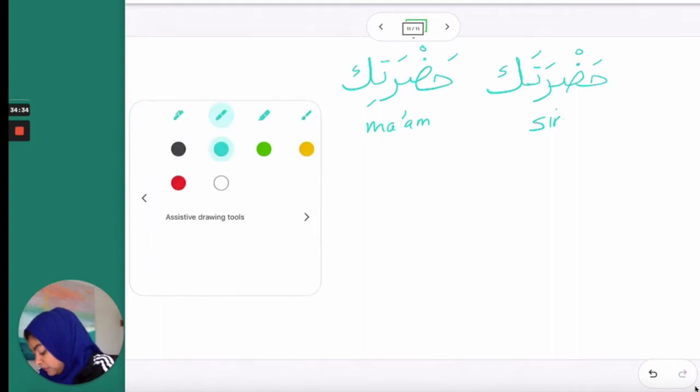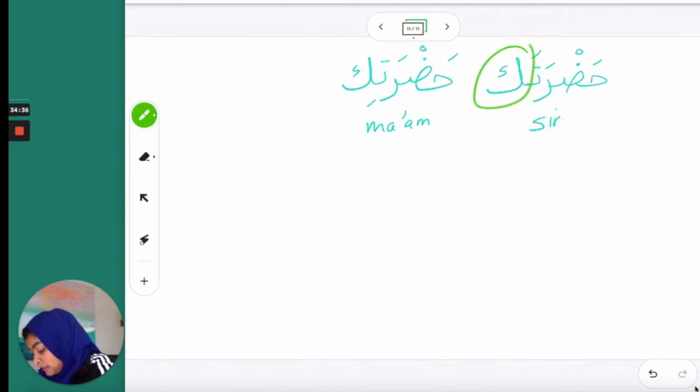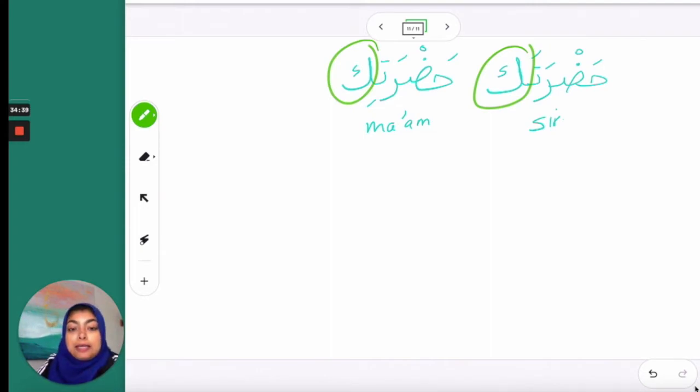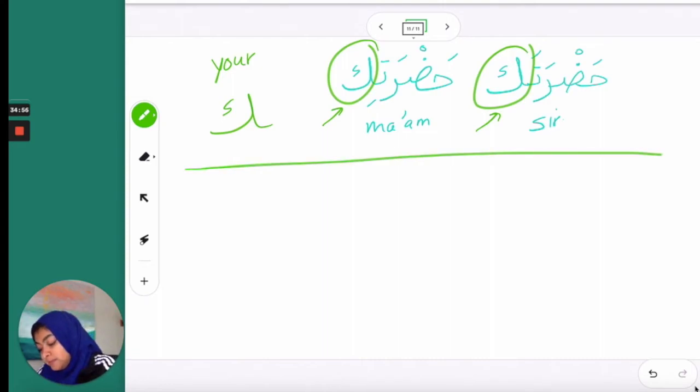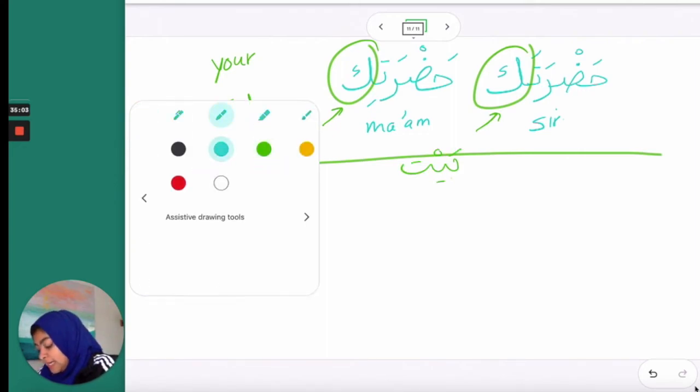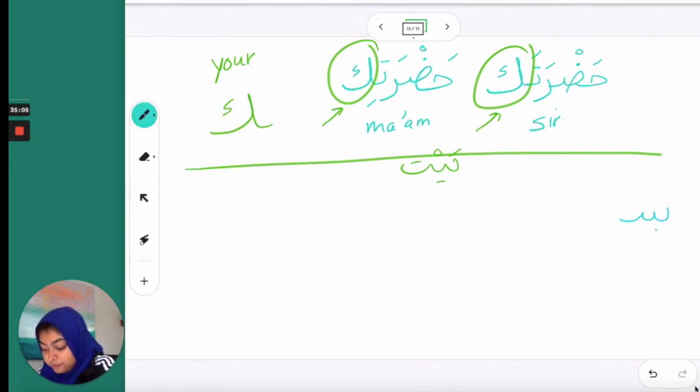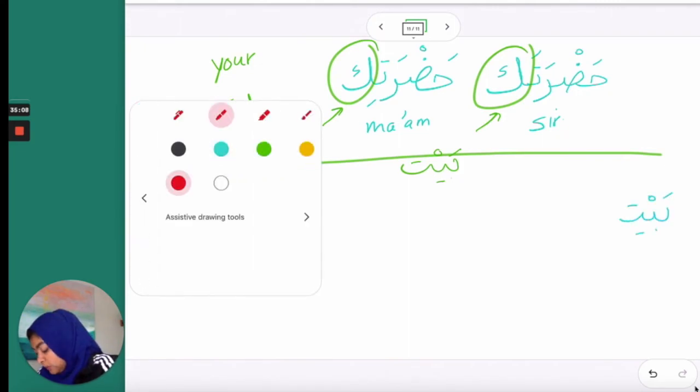Okay, now let's come back and talk about this kaf at the end. So this is attaching to the end, so it literally means your presence. So now we know that kaf at the end is a preposition, which means your. Okay. So let's use the word bait, keep it simple. If I wanted to say my house, we take the word bait and what do we add to the end?